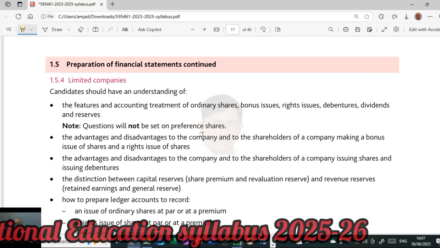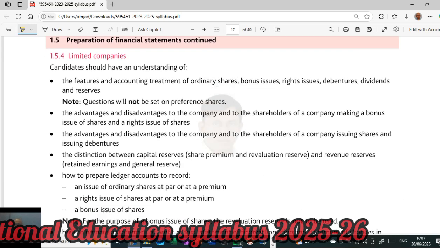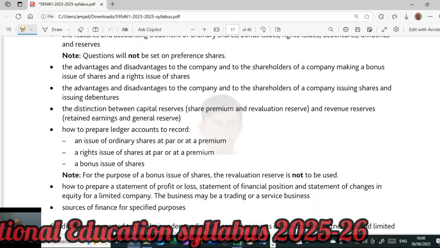Advantages to the company and shareholders of making a bonus issue or right issue of shares, and advantages of issuing shares and debentures. The distinction between capital reserves, revenue reserves, retained earnings, and general reserve. How to prepare ledger accounts to record the issue of ordinary shares at par and at premium, right issue at par and at premium, and bonus issue of shares. All these things we'll be discussing. For the purpose of bonus issue, revaluation result is not to be used.